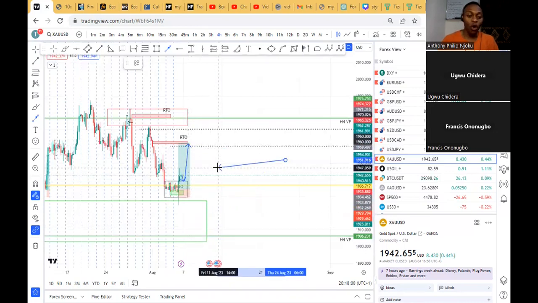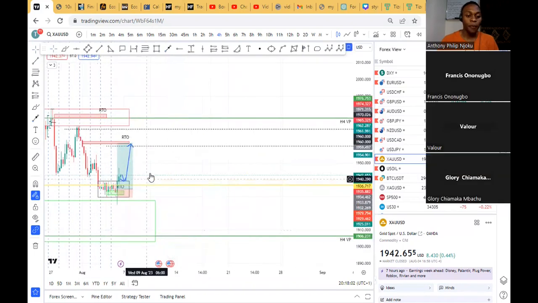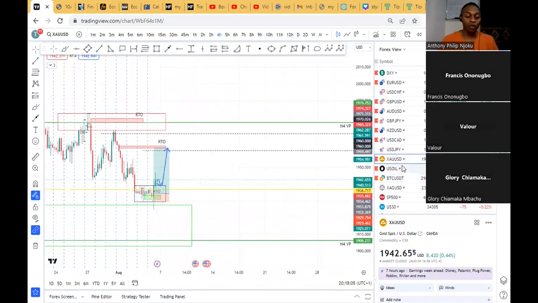So that's what I see on gold. More push to the upside on gold, and then within the week, we'll be watching out for the sells.